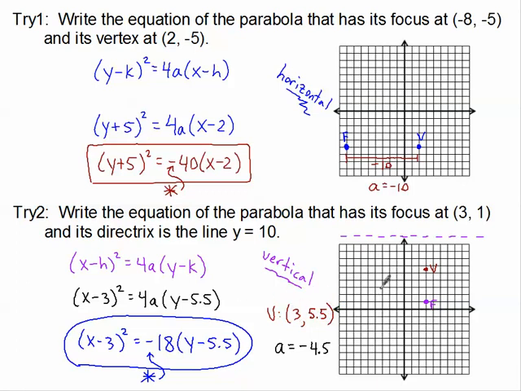I also knew that this was a vertical parabola, so I was using the vertical standard form. I also now need to figure out what a is, and like I said, a was 4.5 units away, but I also need to know that a is negative because it is opening downward. So that's why a was negative, and that's why 4 times the negative becomes -18.